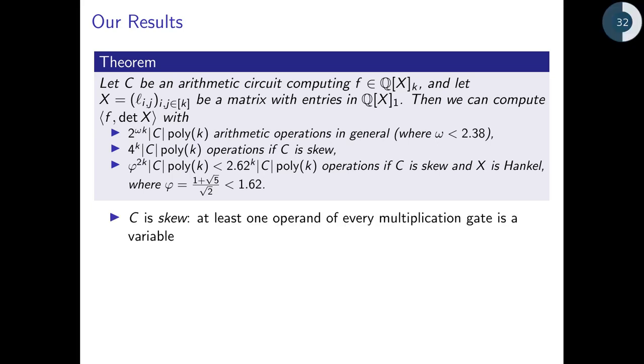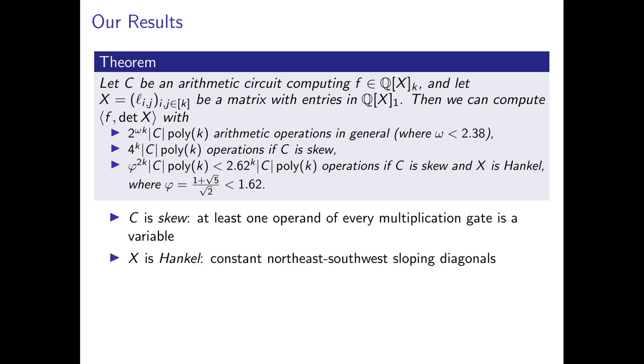When I say a circuit is skew, it means the following: for every multiplication gate in the circuit, one of the two operands is a variable. So the circuit never multiplies two polynomials together that both have degree greater than 1. And to repeat, a matrix X is Hankel if these northeast-southwest sloping diagonal entries are constant. And this matrix VDV transpose I defined before happens to have this property, I claim.